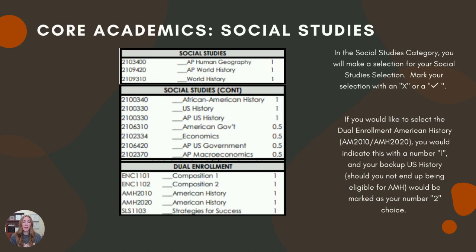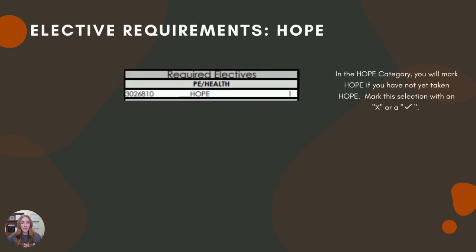Seniors take Government and Economics, so you'll see there you have Standard Government Economics or AP to choose from, and these are both half credit, so one will be first semester and the other one will be second semester. As for HOPE, it is a graduation requirement. It's the state required PE. If you've not yet taken it, you go ahead and check or put an X on that line. If you are already in it or have taken it, you don't need to take it again.